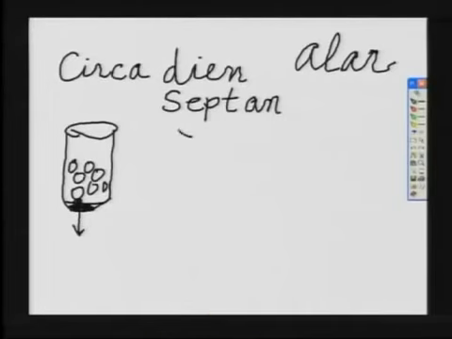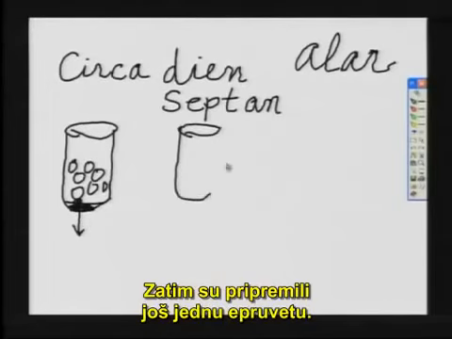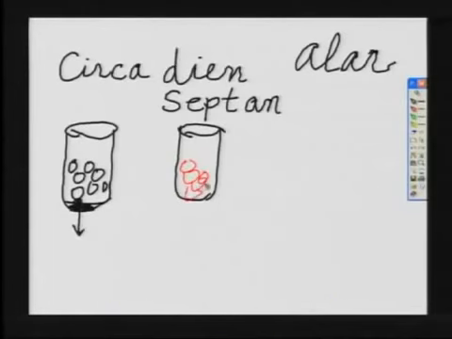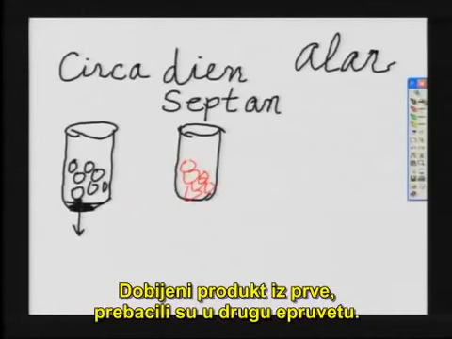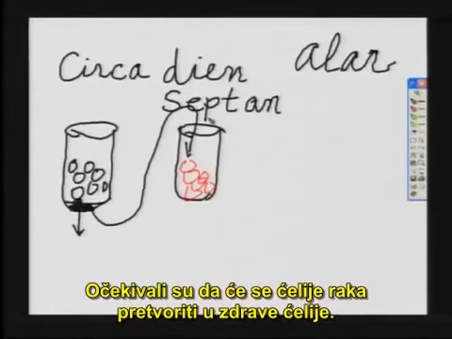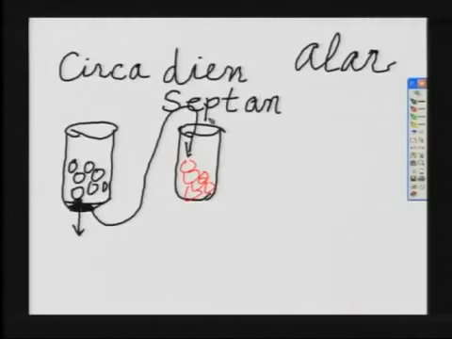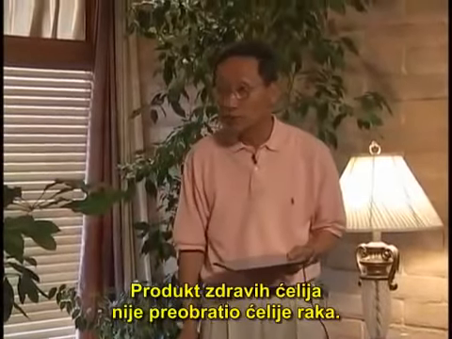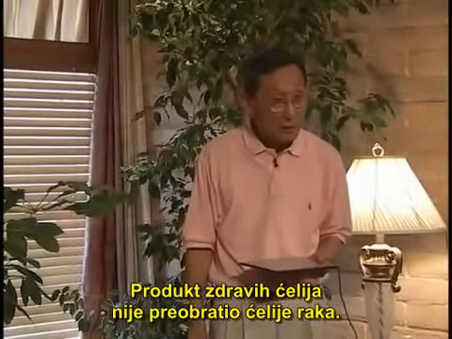And then they prepared another test tube. At this time, they had the cancer cells. So they put these substances into this test tube, expecting those cancer cells to go back to normal. No, nothing happened. The normal cell didn't produce anything to recover the cancer cell.